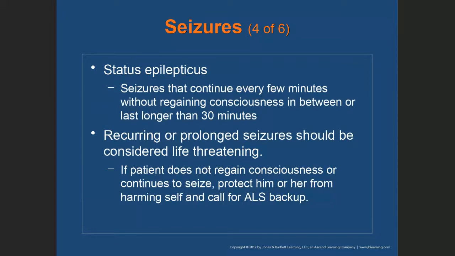So status epilepticus: seizures that continue every few minutes without regaining consciousness in between, or that last longer than 30 minutes. Recurring or prolonged seizures should be considered life-threatening. At this point, some type of ALS intervention is needed. The patient requires medication to stop the seizure.